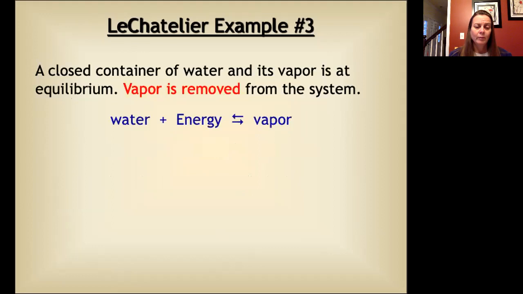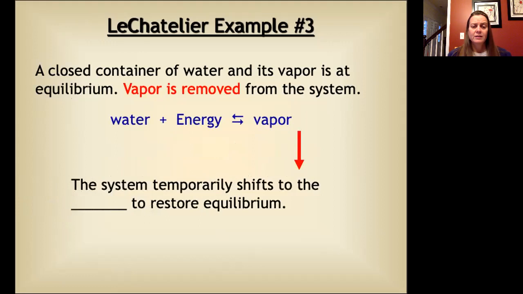Okay, we're back to a thermal equilibrium system again, but we're not going to be talking about adding or removing heat. We're going to add or remove water vapor. So we have water, and if you add energy, that converts to water vapor. So if I remove some of the vapor, even without changing the temperature, the system is going to shift to the right to replace what was removed. It's going to shift to the right to restore that equilibrium.